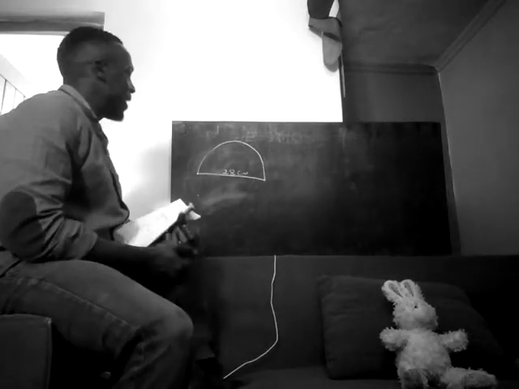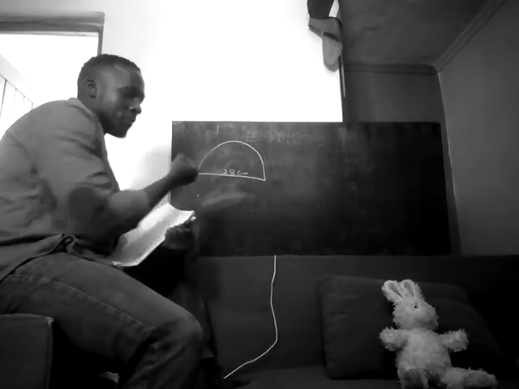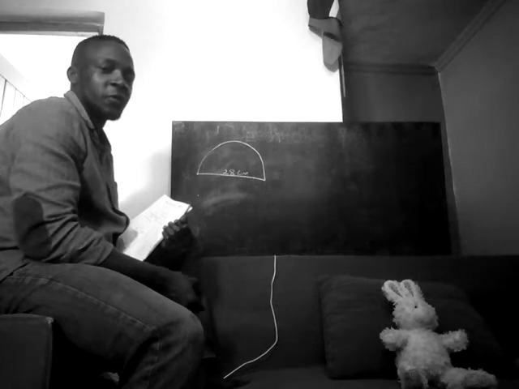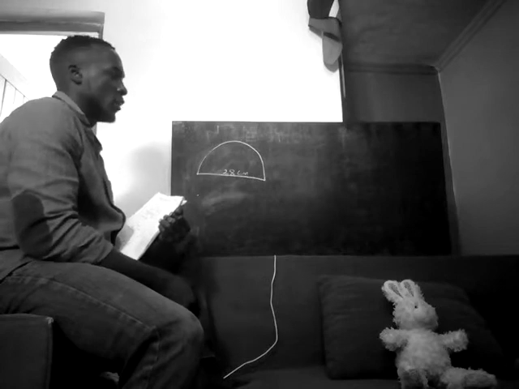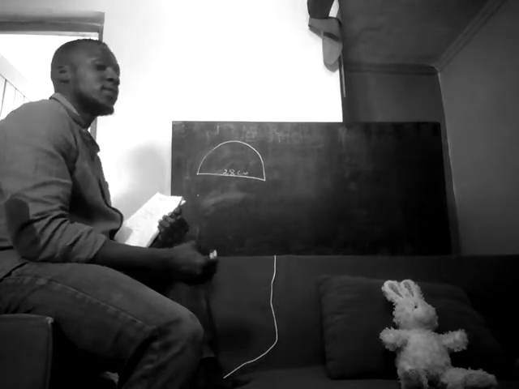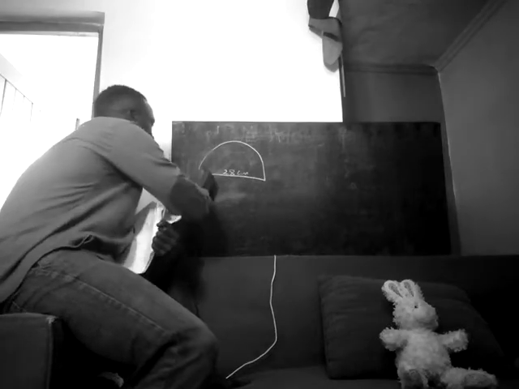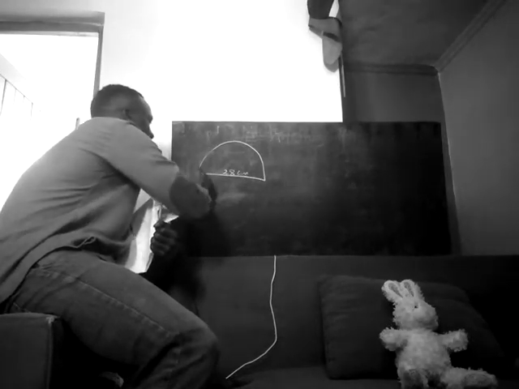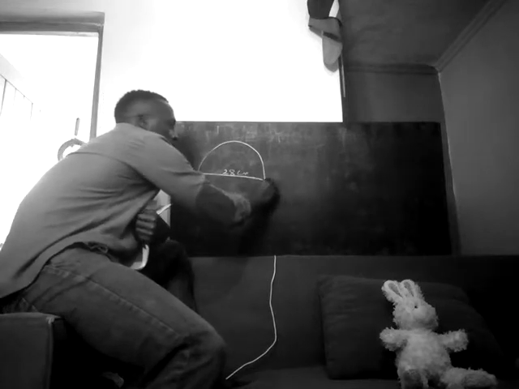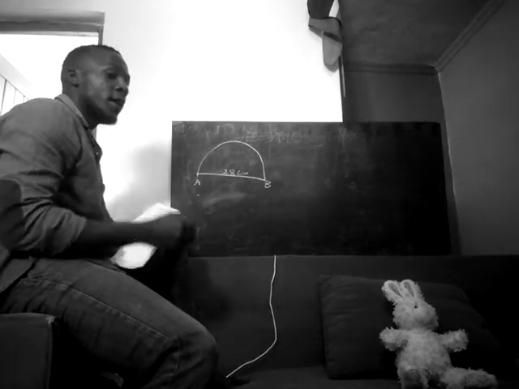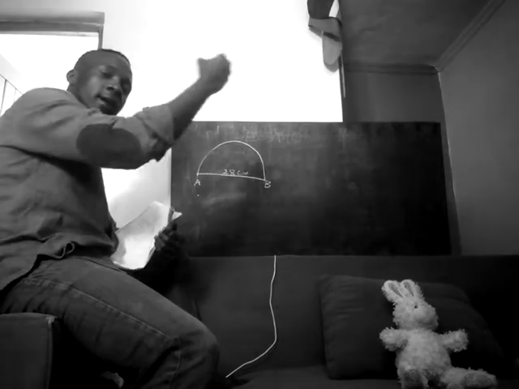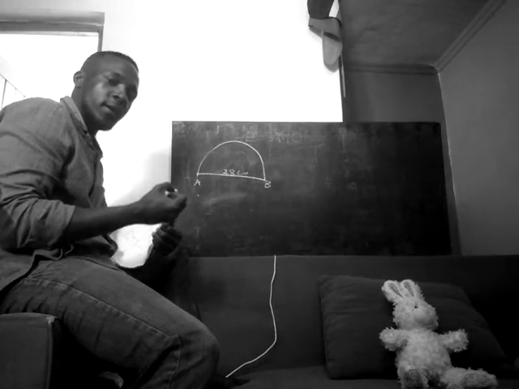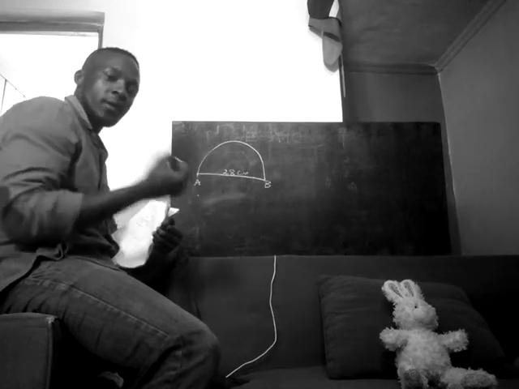So now class, we have half of this figure, half of the circle. And we've also been told to find the perimeter of this figure. So class, I want you to follow me very keenly, okay? The first thing I need to do is mark this figure. Let us say this is point A, and then this is point B. And we have to realize that perimeter is the distance all round a figure.